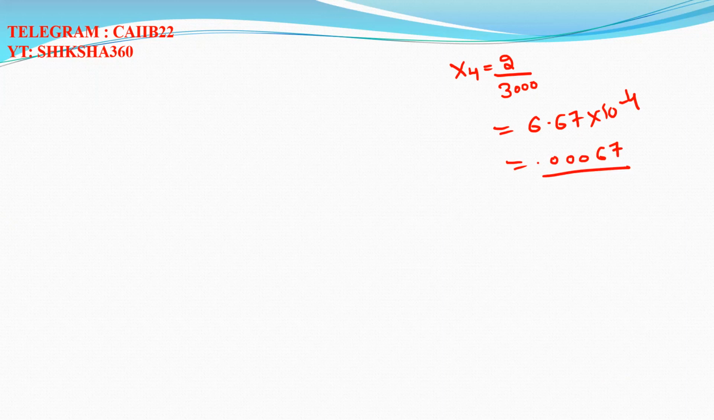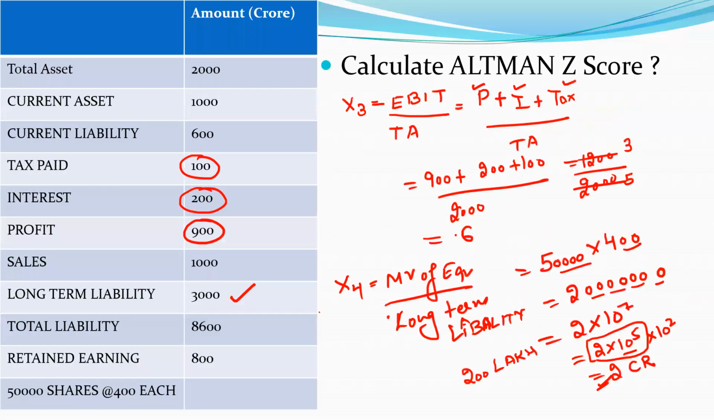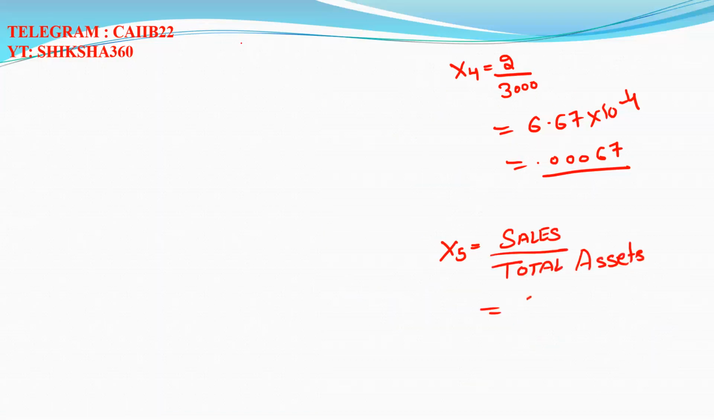Clear? The last one, we are left with only one factor, that is x5. X5 is sales upon total assets. Sales here is 1000 crore, and total assets is 2000 crore. So 1000 crore upon 2000 crore is simply 0.5.